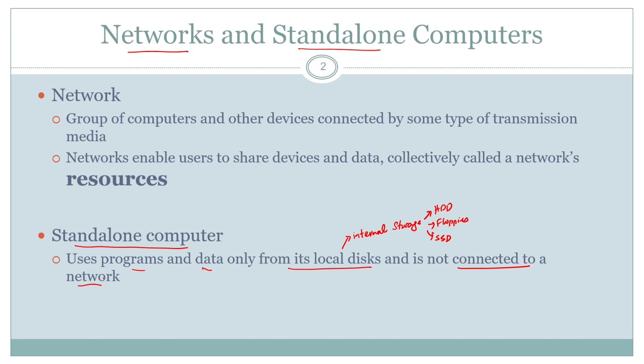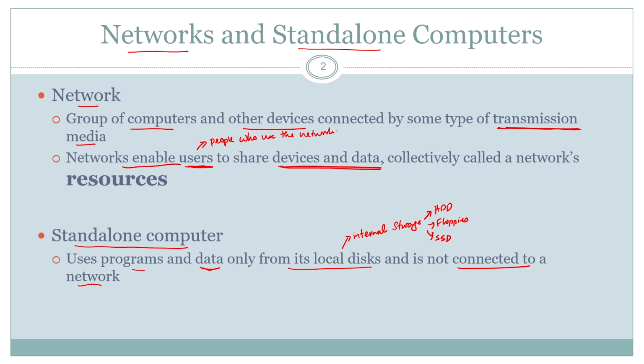So it is only able to use the data that is available from the local disk. Whereas in a network, the simplest way to look at it is a group of computers and other devices connected by some type of transmission media. So it is not just computers, there are some other devices, and they are all connected with the help of some transmission media. There is some mechanism to transmit things. What it does is it enables users, meaning the people who use the network, to share devices and data.